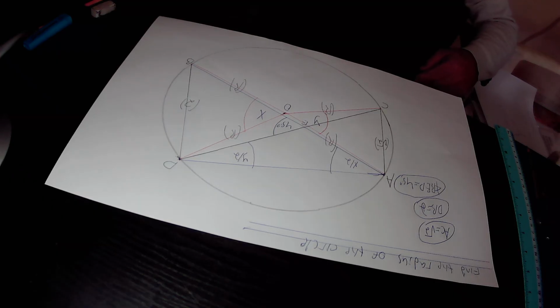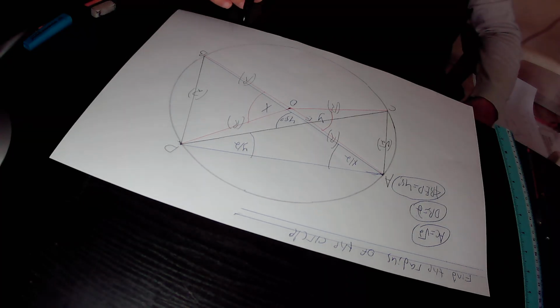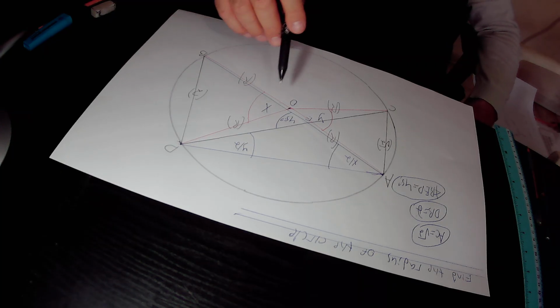In the next step, I will copy this triangle ODB in a new page, and we will implement the law of cosines in this triangle ODB.